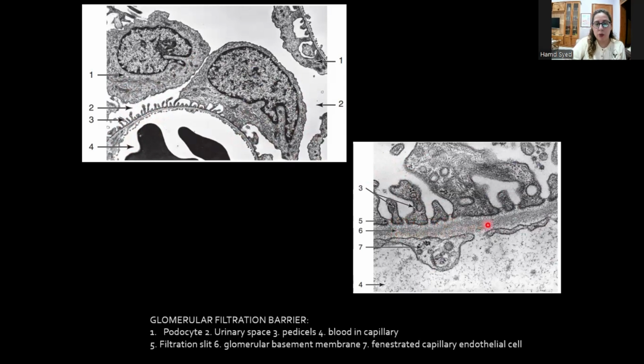Number 6 is the glomerular basement membrane, and you can see number 7 over here, this is the fenestrated capillary endothelial cell. So these are the 3 components of glomerular filtration barrier. I'm going to repeat them. You can see the filtration slits between pedicels, that is number 1. Number 2 is the glomerular basement membrane, and number 3 over here is the fenestrated endothelial cell. So these are the 3 components of the glomerular filtration barrier which are visible on the electron micrograph.